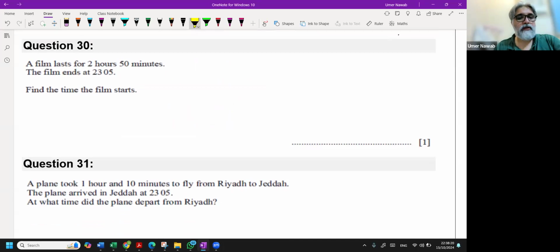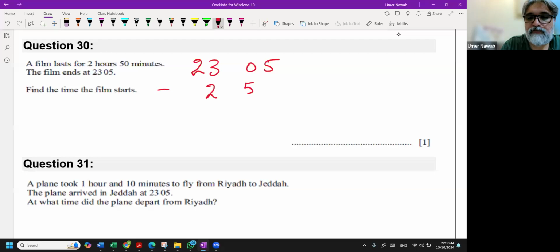Question number 30, we came to the time questions. The film ends at 2305. How much was the duration of the movie? 2 hours, 50 minutes. So we need to subtract to get the starting time. So 2 hours and 50 minutes.